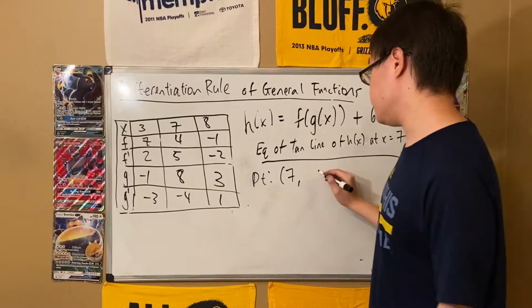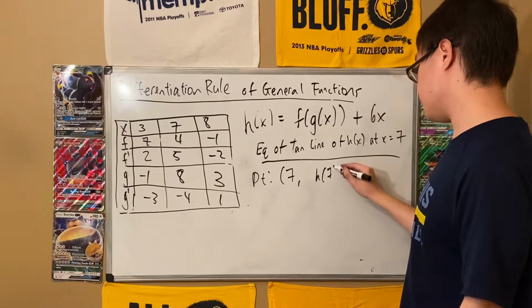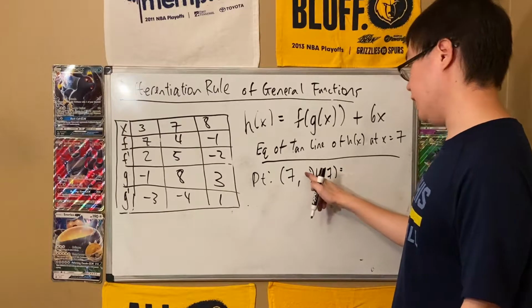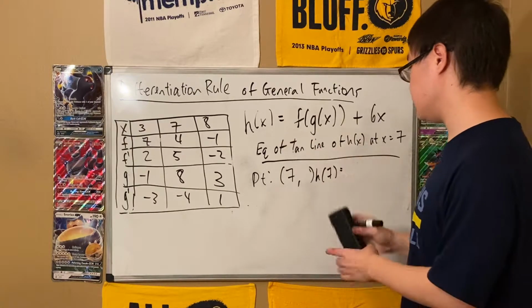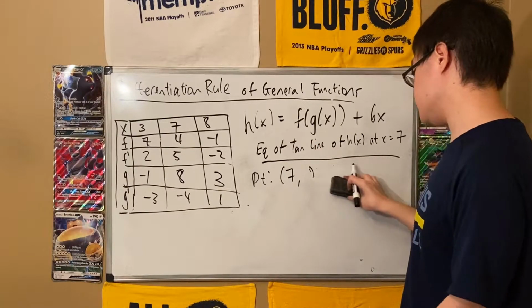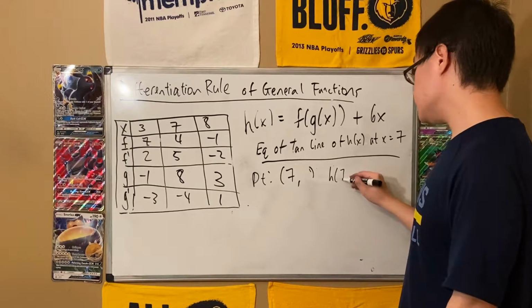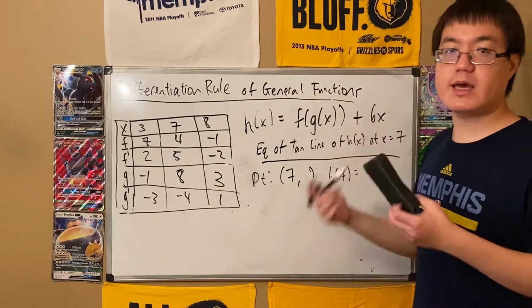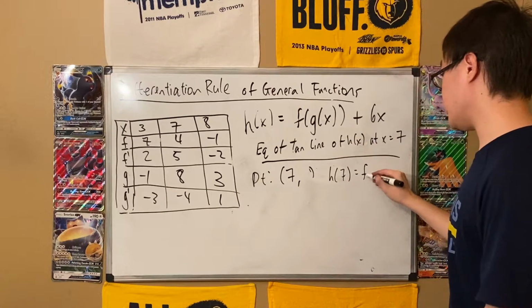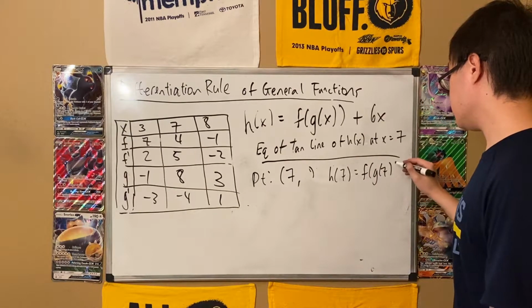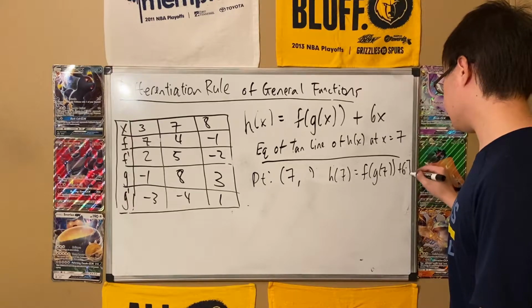So let's actually do this work, h of 7. I want to find this y coordinate, so I'm plugging in 7. Let me erase this and put a little bit more space. So I'm going to plug in 7, but again, it's a composition of functions, so it's f of g of 7 plus 6 times 7.